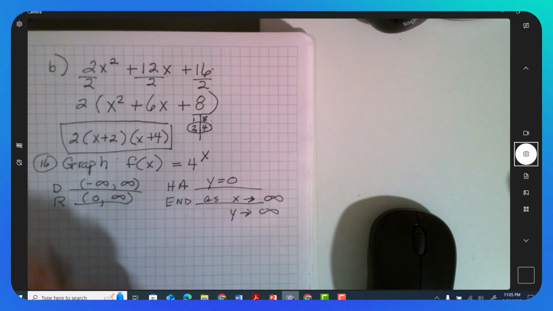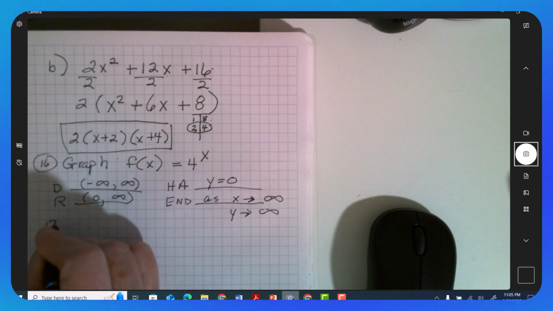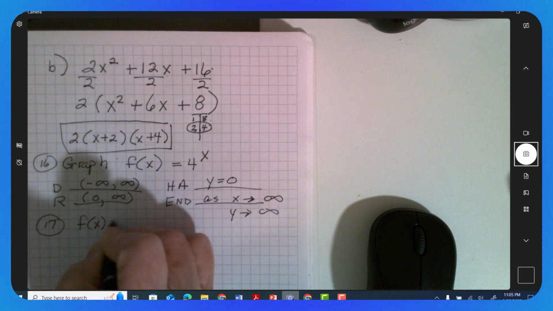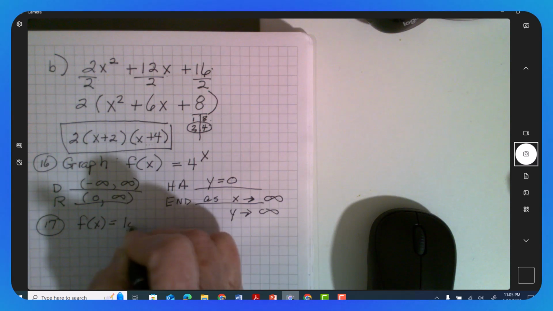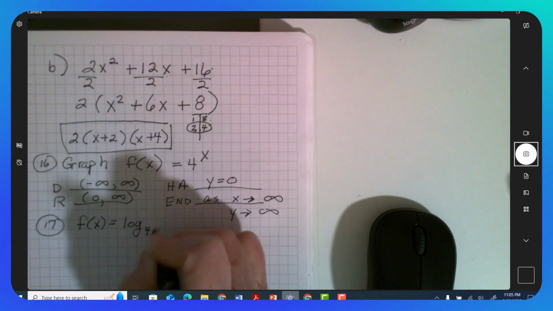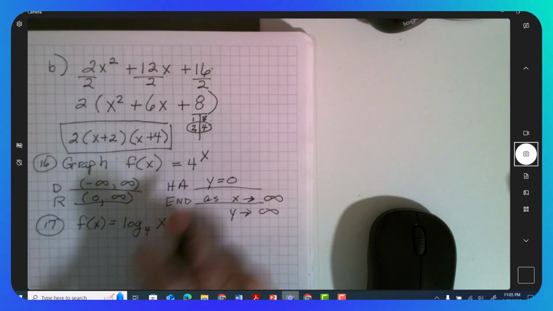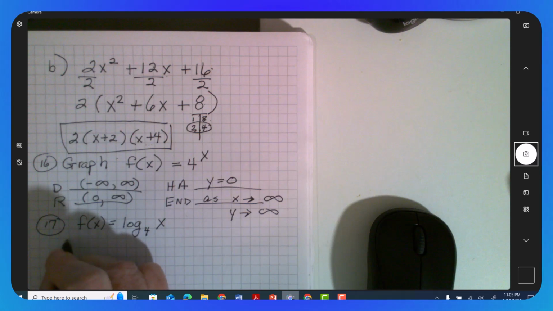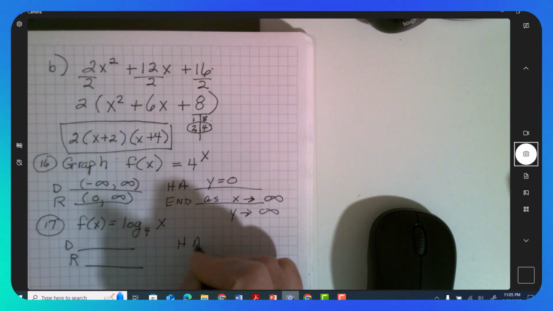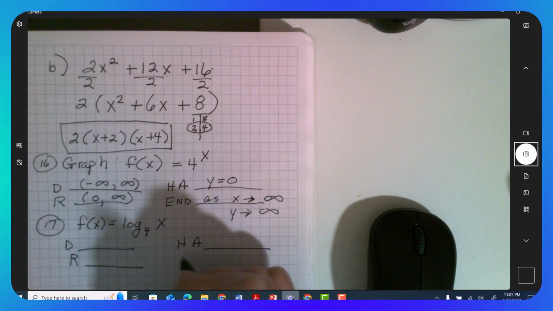Okay. Now on number 17, we're asked to graph the function f of x equals log base 4 of x, and then we want to do the same thing. We want the domain, the range, the horizontal asymptote, and the end behavior.